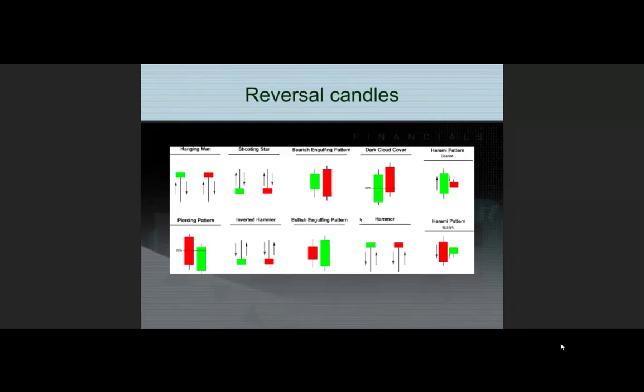So here I have kind of just a list of reversal patterns, reversal candles and the patterns associated with them. And I'll kind of talk a little bit about each of them. And then also, once again, I really want to just tie this back into actual charts so as to not stay in theoretical land forever. So let's see here.